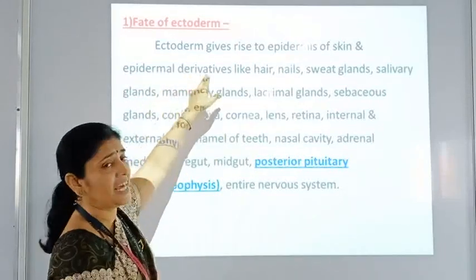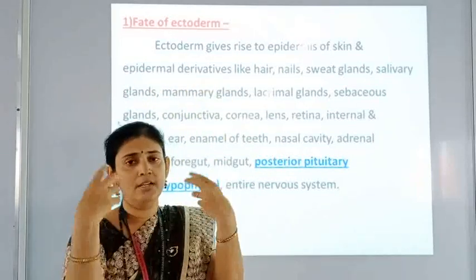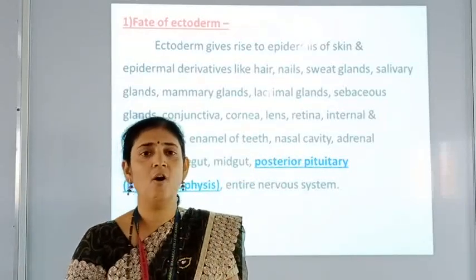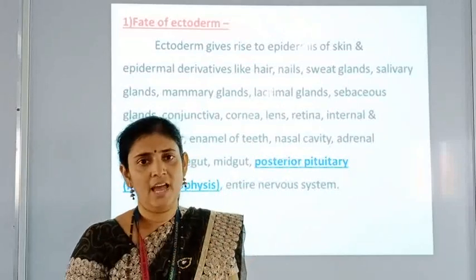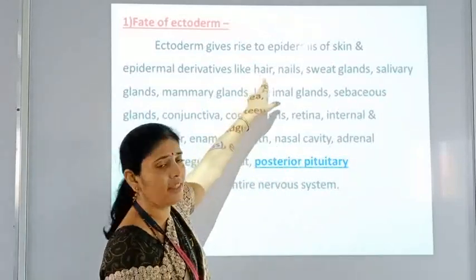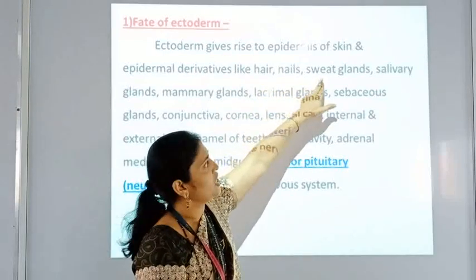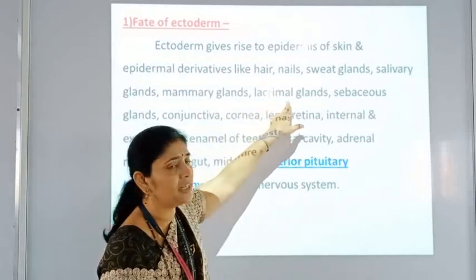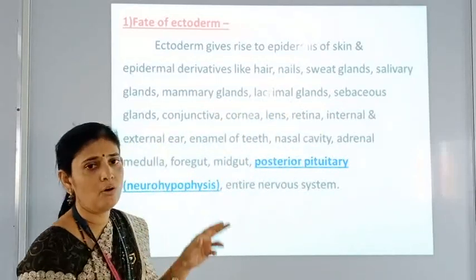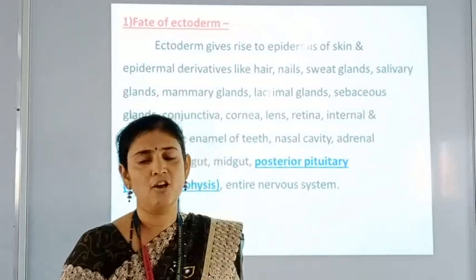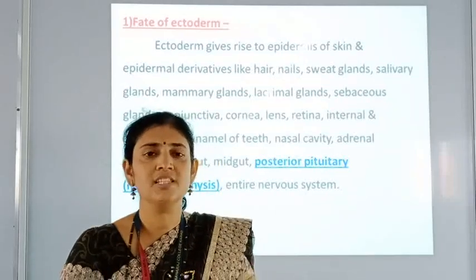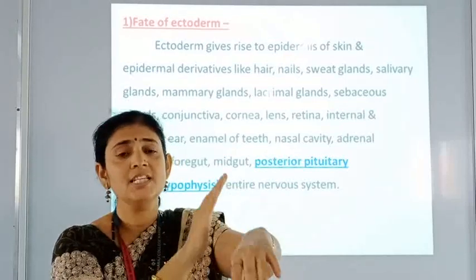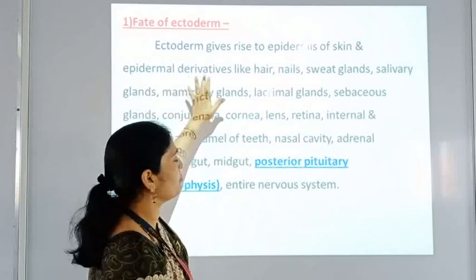Then the epidermal derivatives, means the different organs or different body parts which are present on the covering of our body, and those are here the hairs, nails, sweat glands, salivary glands, mammary glands, lacrimal glands, sebaceous gland. So all these different glands or hairs or nails which are present on the covering area of our skin, therefore these derivatives are here called as epidermal derivative.